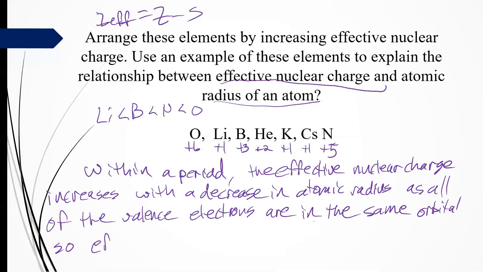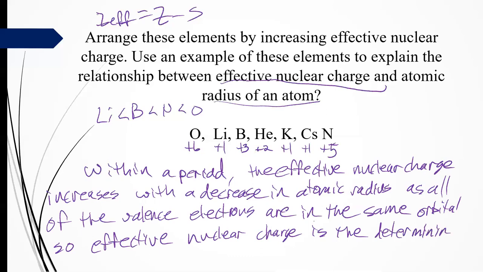So effective nuclear charge is the determining trend for radius. And that's because when we compare our groups, going down a column, our Z effective is not the determining trend for radius. Instead, it's our energy level which becomes the determining trend.